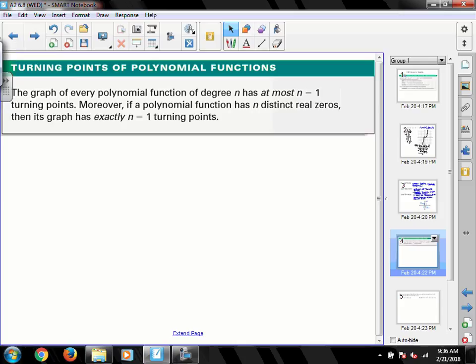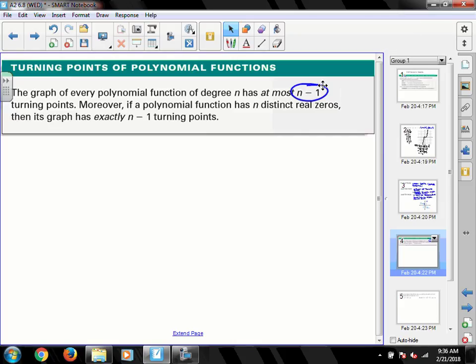Then, when we're talking about turning points, a graph of every polynomial function of degree n, whatever degree it is. Remember, we're talking like degree 3, degree 4, 5, whatever. Those are all degrees. It's going to have at most n minus 1 turning points. Right there is the key, n minus 1.